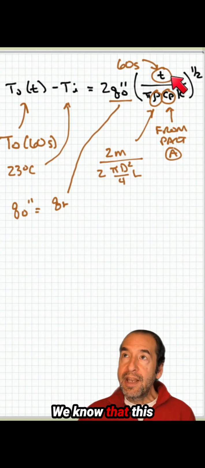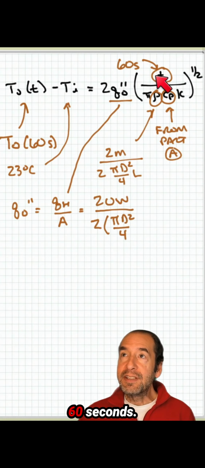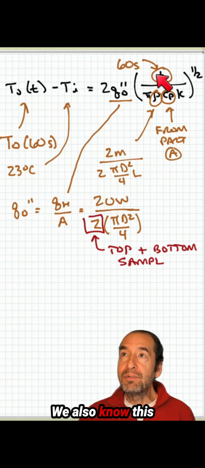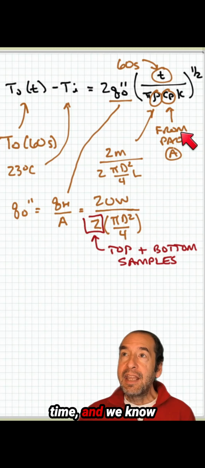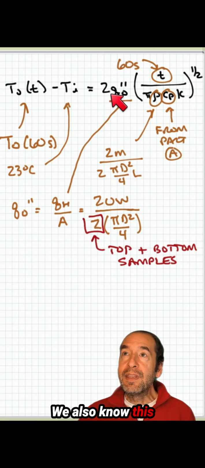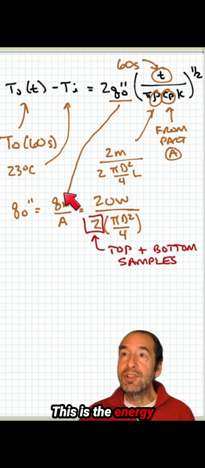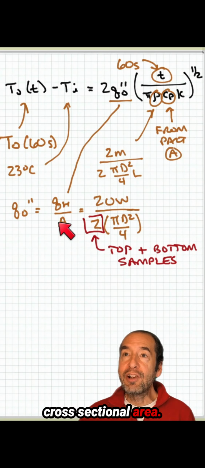We know that this temperature is measured after 60 seconds. We also know this time. And we know the heat capacity from part A. We also know this energy input, or the heat flux input. This is the energy input divided by the cross-sectional area.